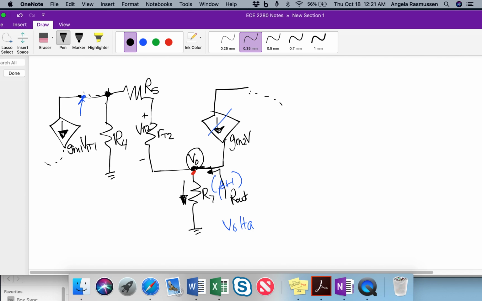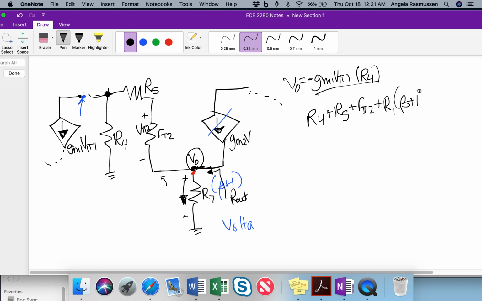So from this we can do, let's first do the current divider. So the current divider is going to be, the current is going in this direction, which means it would actually be flowing up, but since it's not and we would need it to go down as a plus to minus, this is going to be a negative. Negative gm1 V pi 1 times the branch opposite would be R4 plus R5 plus R pi 2 plus the R7 times beta plus 1. So this would be your current, and I would multiply it by R7.